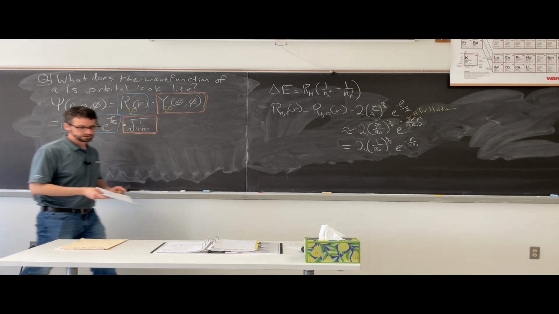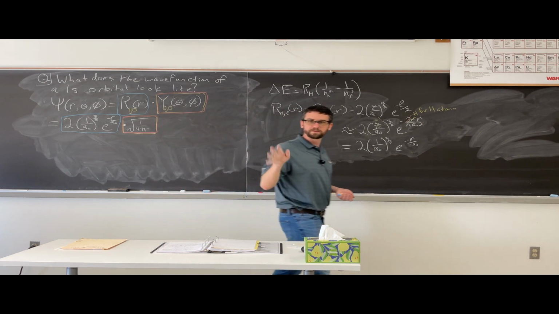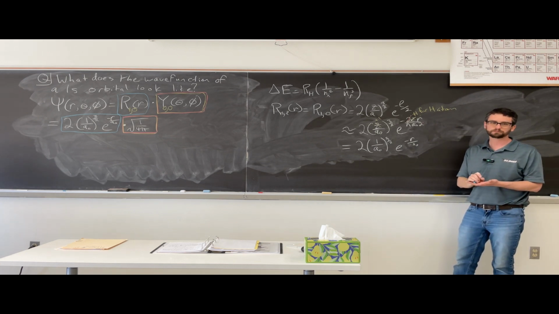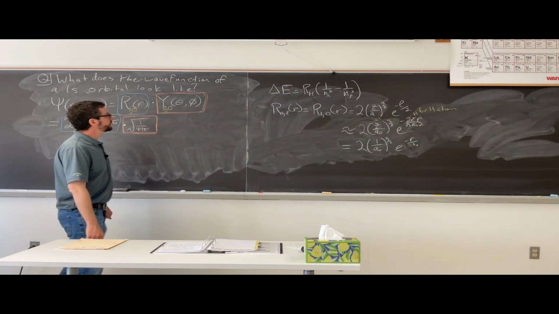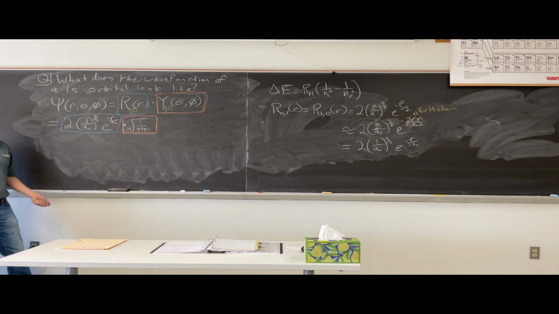Okay. Do you feel like you can construct wave functions based upon this information? How are we doing on time? 109? Okay. Next, we're going to look at the probability of finding an electron with a given probability in a 1s orbital utilizing this wave function.